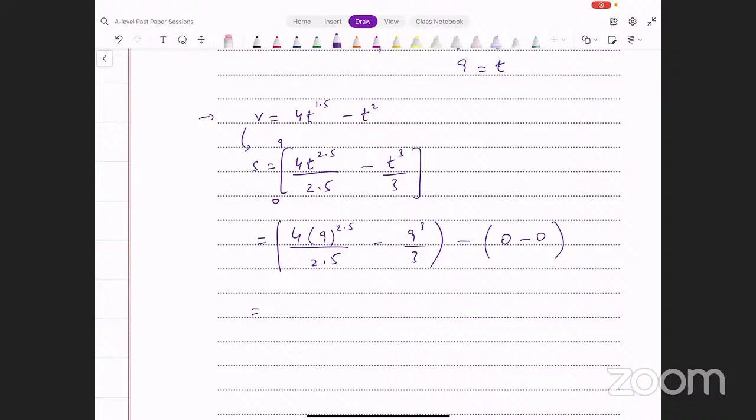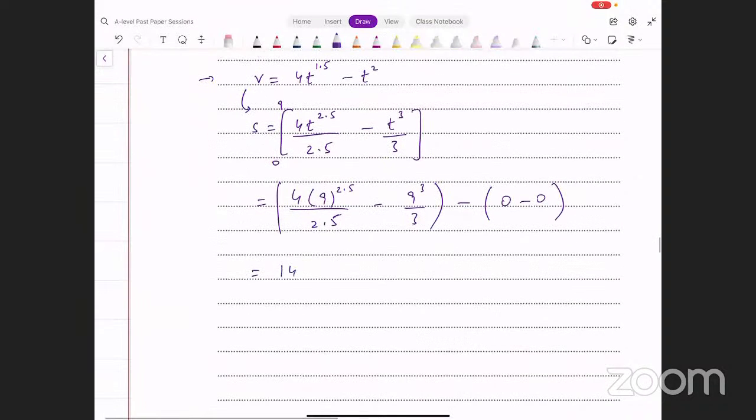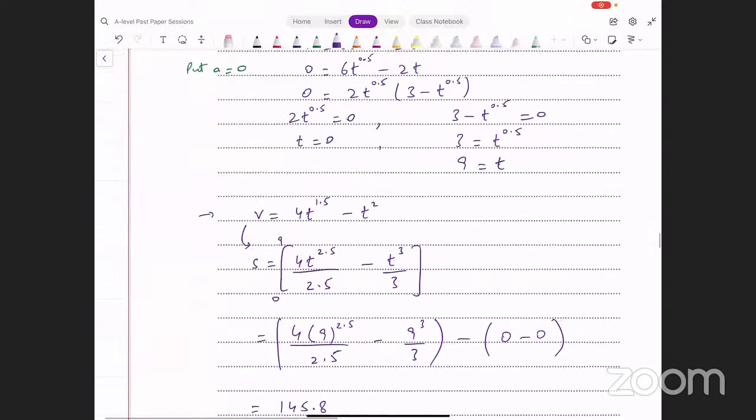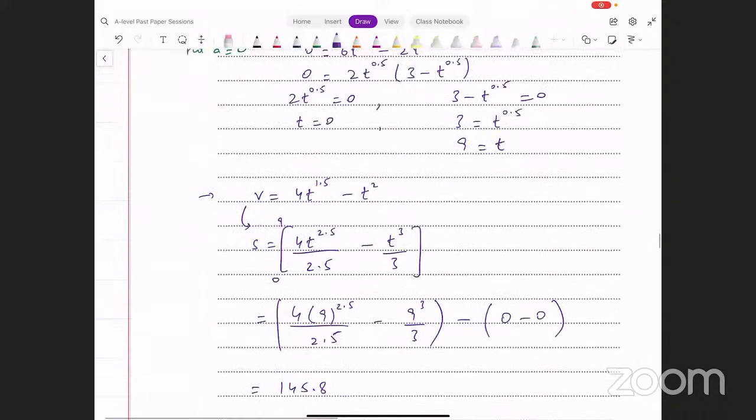4 into 9 raised to power 2.5 divided by 2.5 minus 9 cube divided by 3, and that's giving me 145.8 meters. This is my distance traveled. ये आपके पास इसकी वैल्यू आ गई. It wasn't that difficult actually.